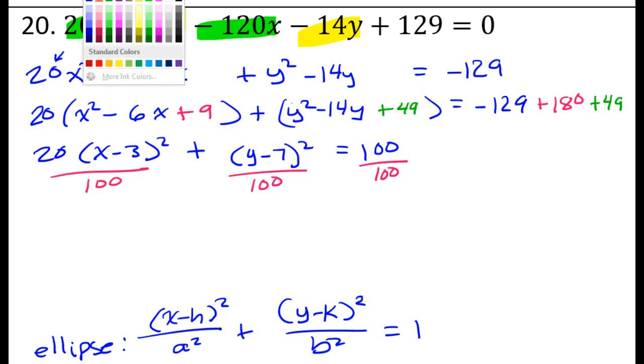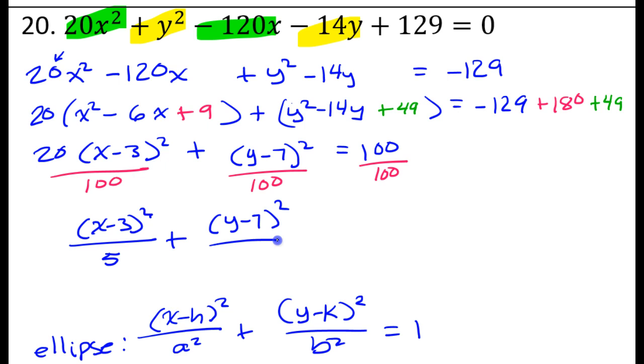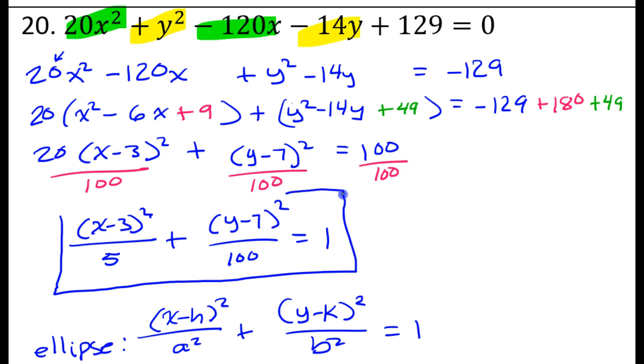So I need to reduce this fraction. So this will be x minus 3 squared over 5. And this will be y minus 7 squared over 100 is equal to 1. And that's it. This is the standard form equation of the ellipse for number 20.